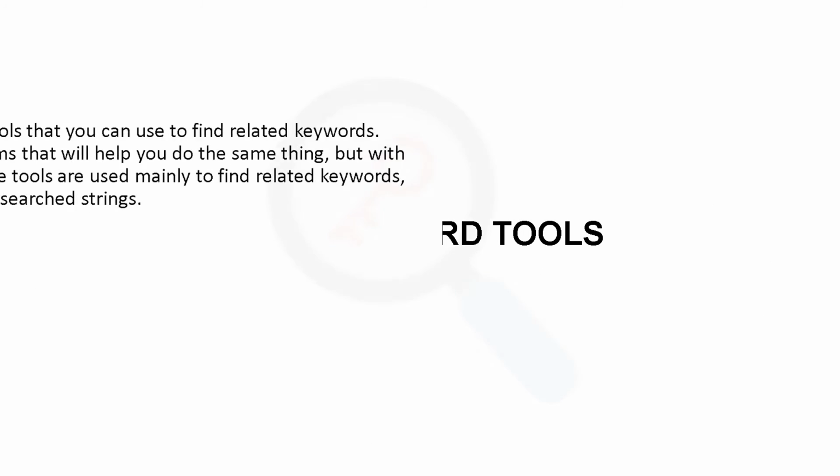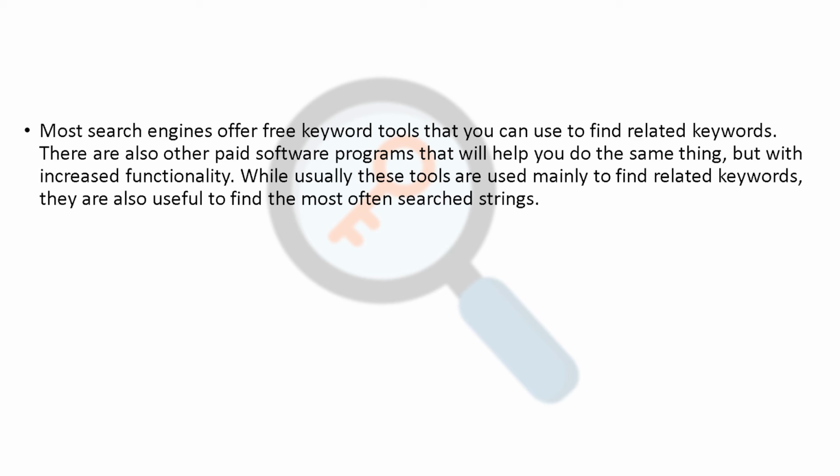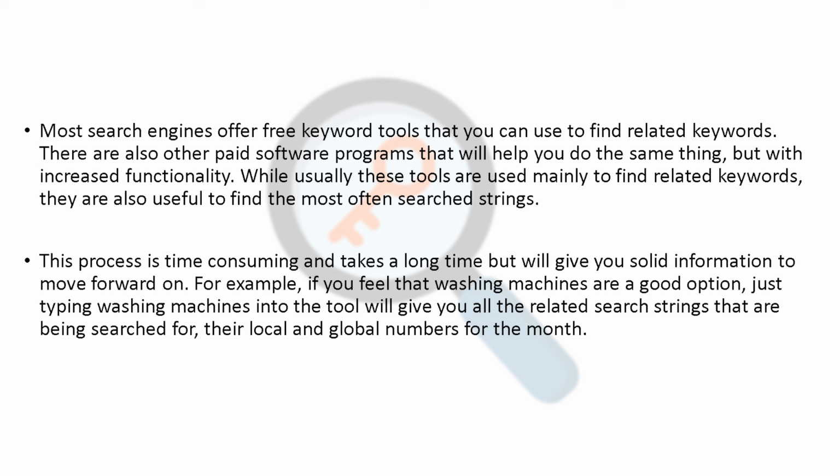Use keyword tools. Most search engines offer free keyword tools that you can use to find related keywords. There are also other paid software programs that will help you do the same thing, but with increased functionality. While usually these tools are used mainly to find related keywords, they are also useful to find the most often searched strings. This process is time consuming, but will give you solid information to move forward on. For example, if you feel that washing machines are a good option, just typing washing machines into the tool will give you all the related search strings that are being searched for, their local and their global numbers for the month.